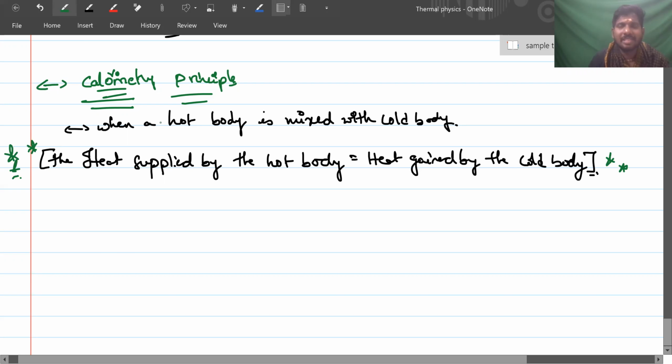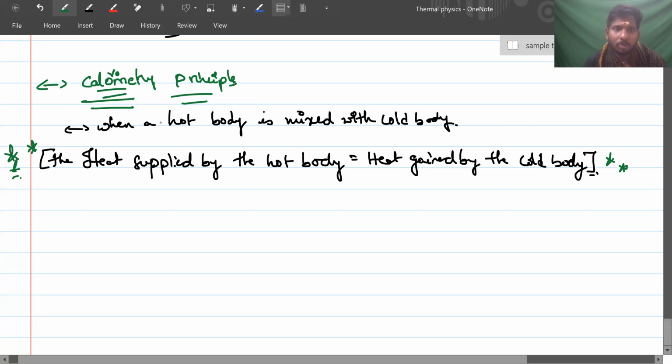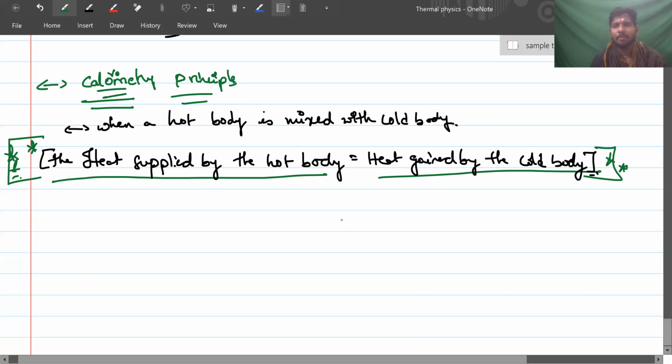Suppose you mix ice and water. Now in ice and water, water will lose the heat, and ice will gain the heat. The amount of heat lost by water is equal to the amount of heat gained by ice. So the heat supplied by the hot body should be equal to the heat gained by the cold body. This is the principle that we will use to solve all the problems.